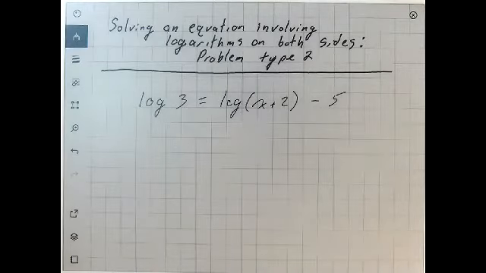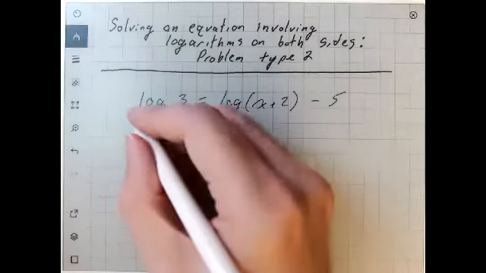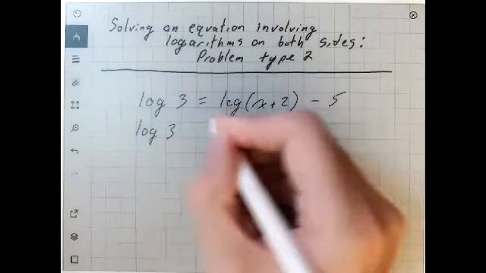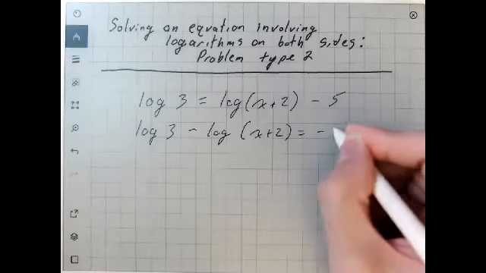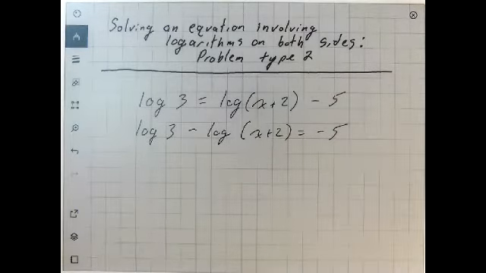We have a couple of logarithms going on here. We also have this constant that's not a logarithm at all. So we have a little bit of work on our hands. The first thing I'm going to do is rearrange this equation so that my logarithms are all on one side and my constants are all on the other. In this case, that just means subtract log of x plus 2 from both sides of the equation, to get that the log of 3 minus the log of x plus 2 is equal to -5.